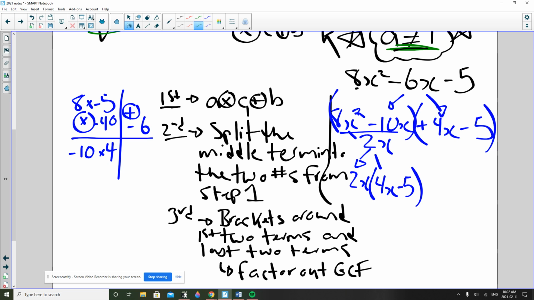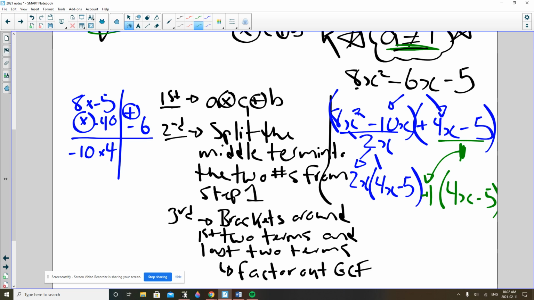Second set of brackets here, 4x minus 5. Well, technically there is no greatest common factor there, or the greatest common factor in this case would just be 1. So out front, I write a positive 1. And what's left in there is 4x minus 5. Now, it's not always going to be 1 here. It could be 2. It could be 25, whatever. In this case, it just happens to be a 1.